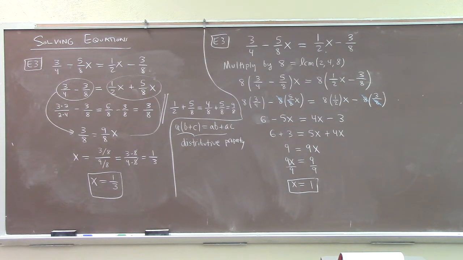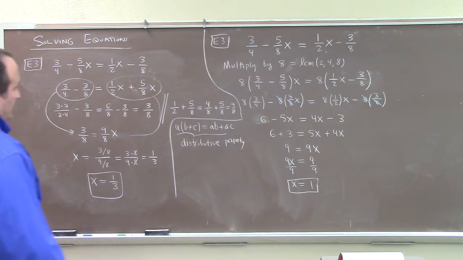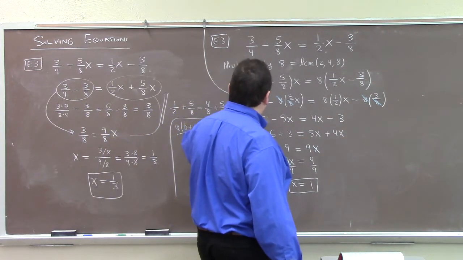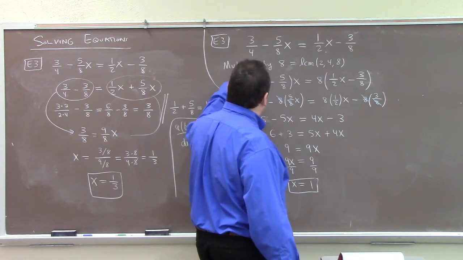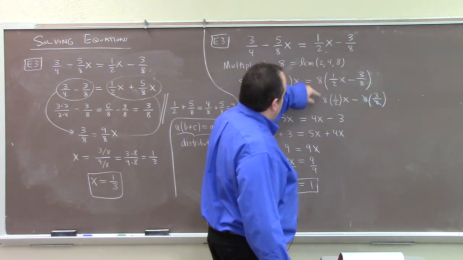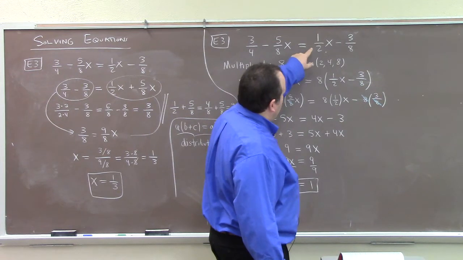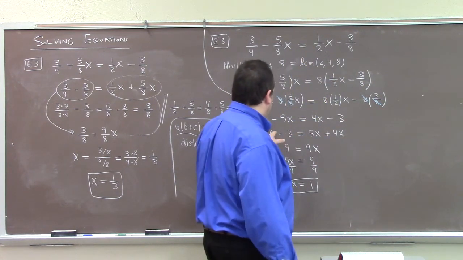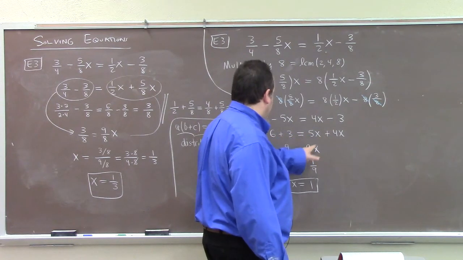We can recheck our steps, right? Let's see here. So I multiply by 8. 4 times 2 is 6... the 8's cancel. I get minus 5x, right? 4. Got a 3, so 4x. Added the 3, added the 5. 4 plus 5 is 9.